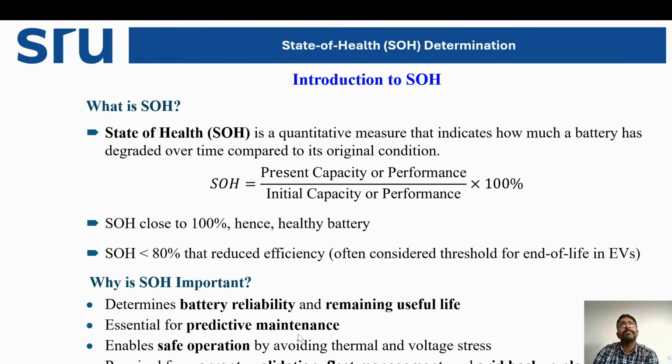So if some fault or error is there, and proper health is not maintained, we can definitely call for predictive maintenance. Instead of waiting for the battery to fail, we can do some repairing work, some upgradation work. Then it enables safe operation. By avoiding thermal and voltage stress, it will be safer to operate. Then it is required for warranty validation, fleet management, and grid backup planning.